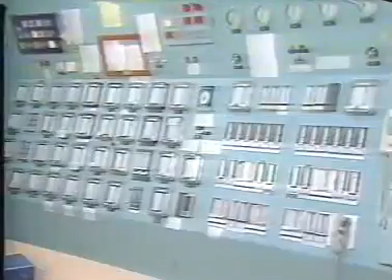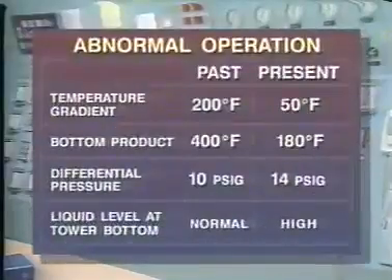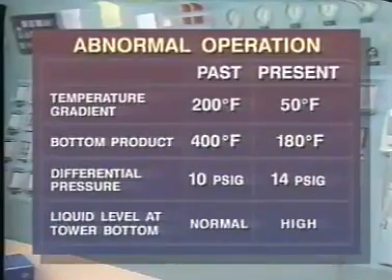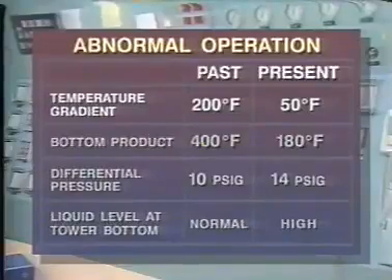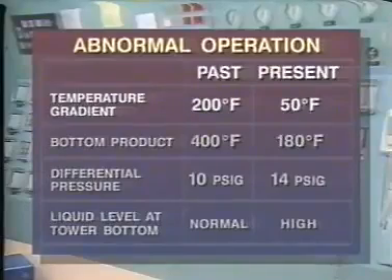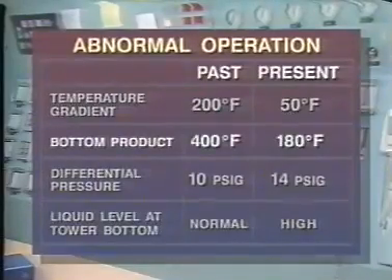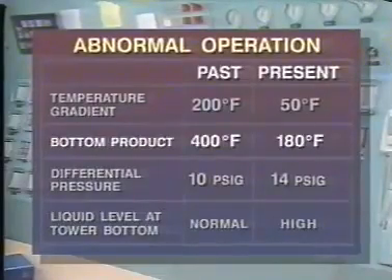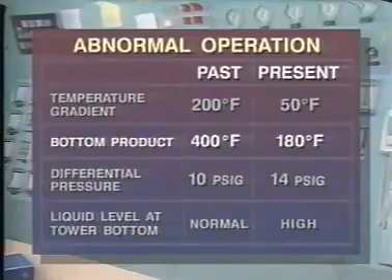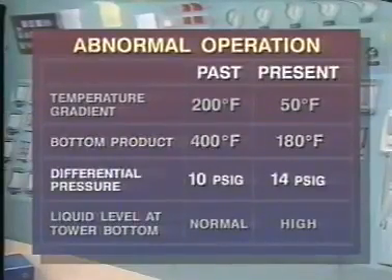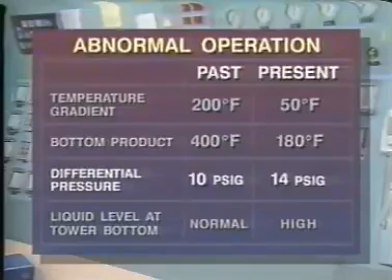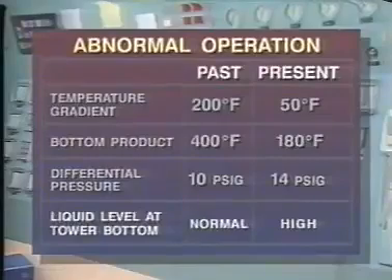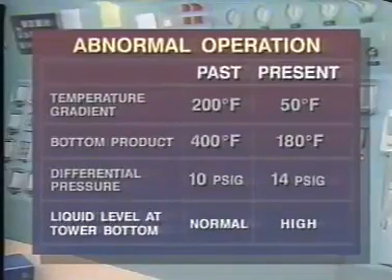Let's work through a hypothetical problem. This chart gives the data for a tower that is operating abnormally. The temperature gradient between the feed zone and the tower bottom has decreased from 200 degrees Fahrenheit to 50 degrees Fahrenheit. Specifications call for a bottom product with an initial boiling point of 400 degrees Fahrenheit. The IBP is down to 180 degrees Fahrenheit. Differential pressure between the feed zone and the bottom of the tower has increased from 10 pounds to 14. And finally, the tower bottom level is high.